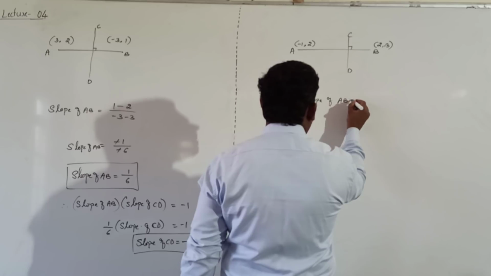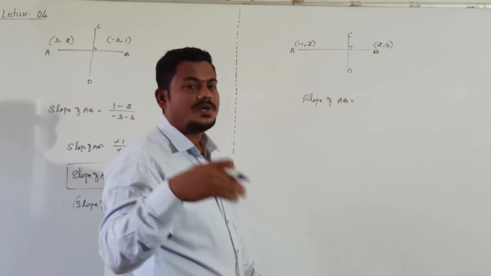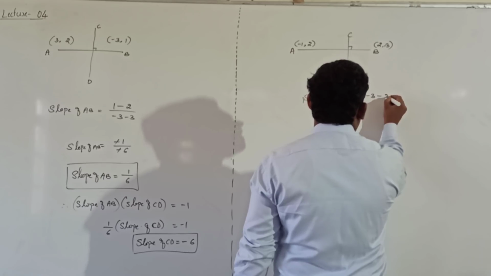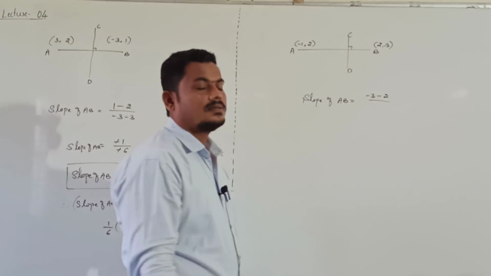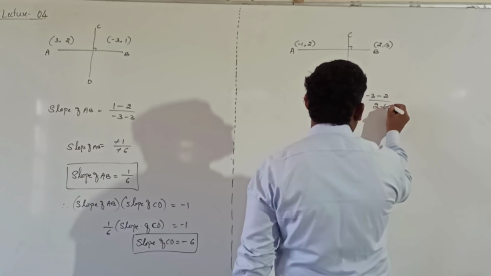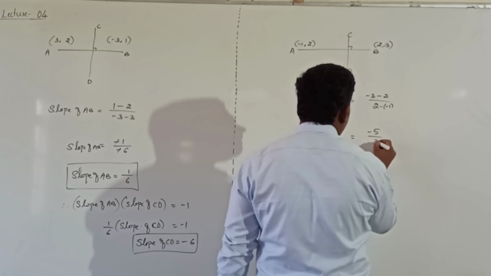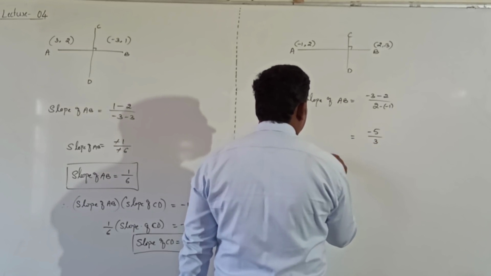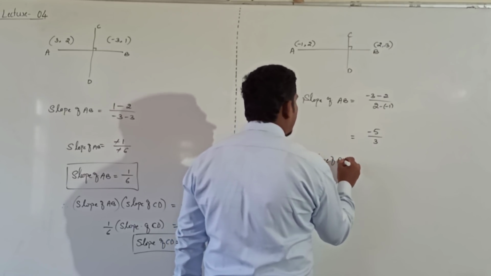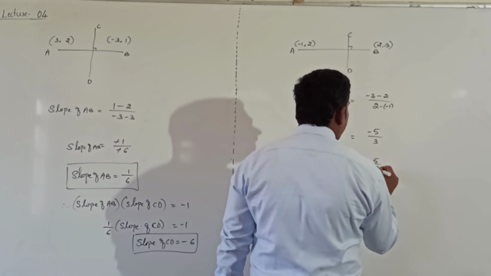Slope of AB is equal to the formula. Slope of line AB, clearly 2 points are given: y2 minus y1 divided by x2 minus x1. That is minus 3 minus 2, whole thing divided by 2 minus of minus 1, right? That's equal to minus 5 divided by 3. Means slope of AB is equal to minus 5 by 3, right?